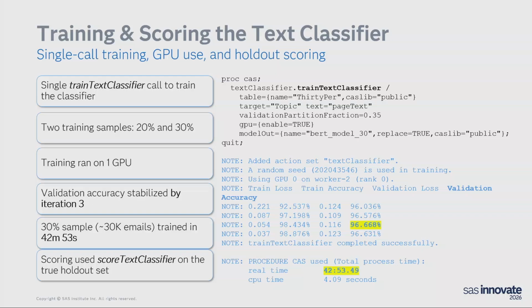For this work, I trained two models. One is using a 20% sample, one is a 30% sample. And I trained with one GPU. Also, I noticed in the log, when I first submitted this job, how fast this problem converged. At the third iteration, I got a validation accuracy of 96.67%, which is really amazing, and it took less than 43 minutes.